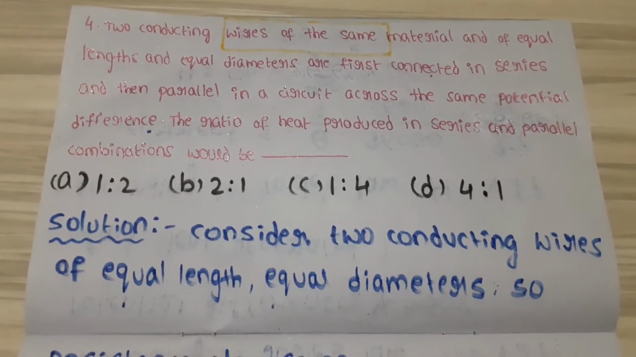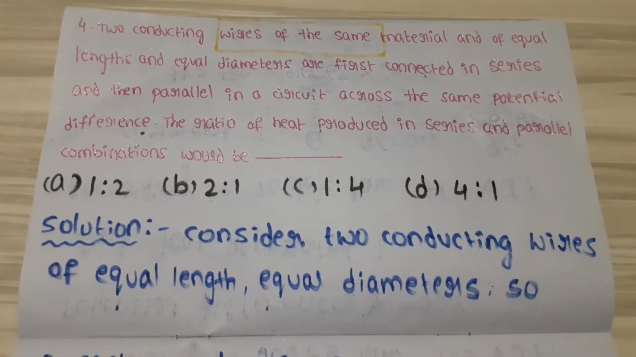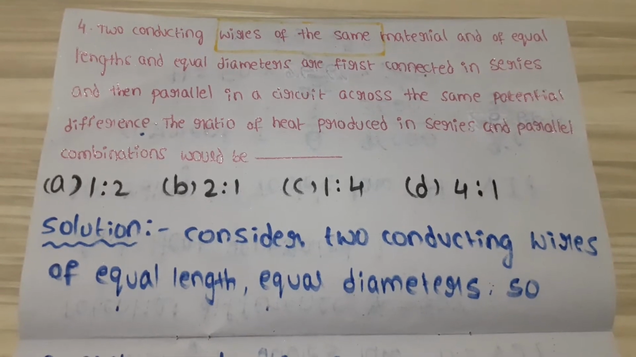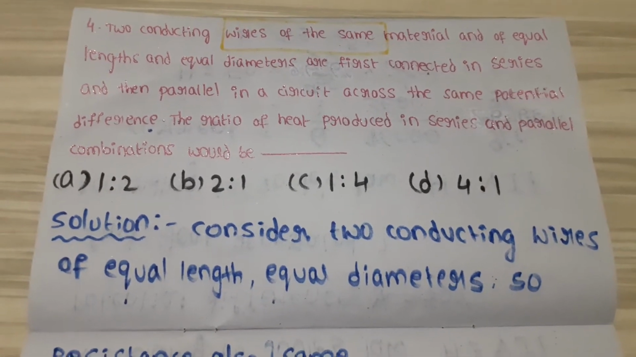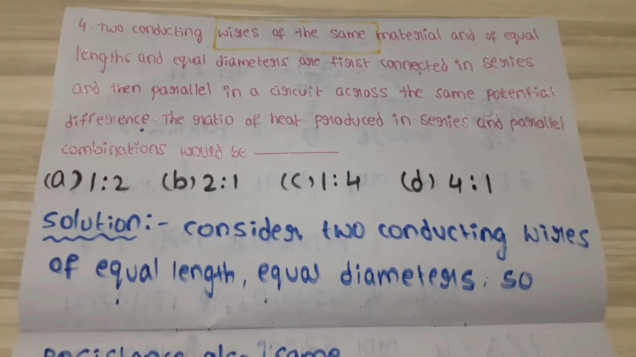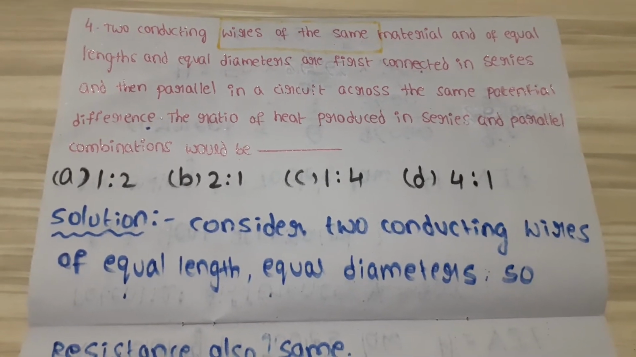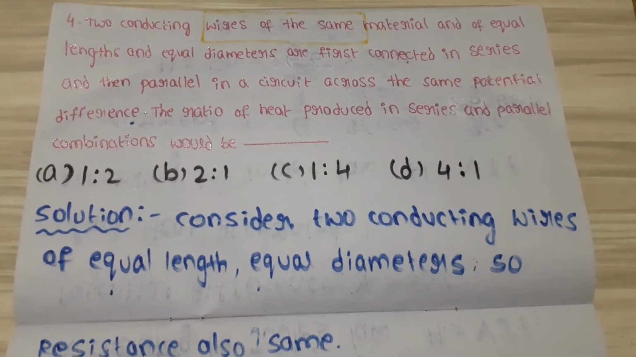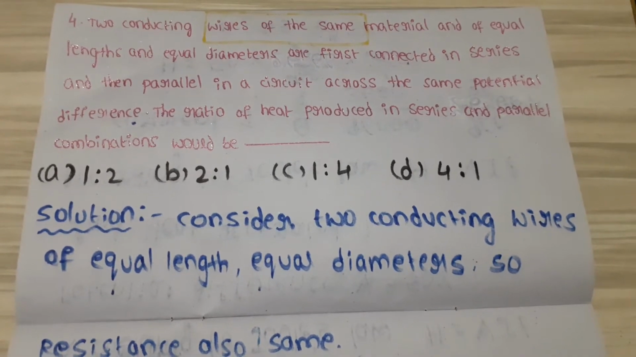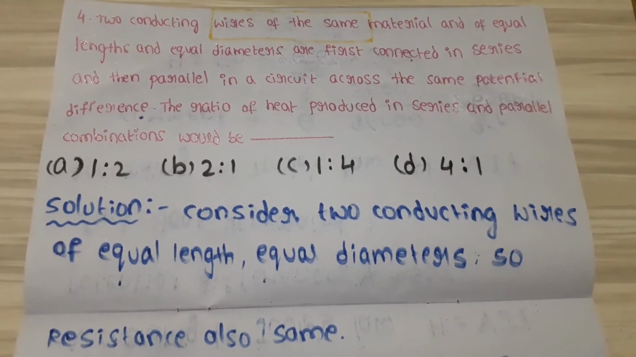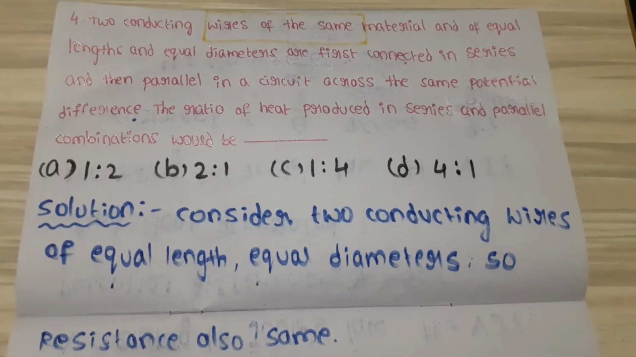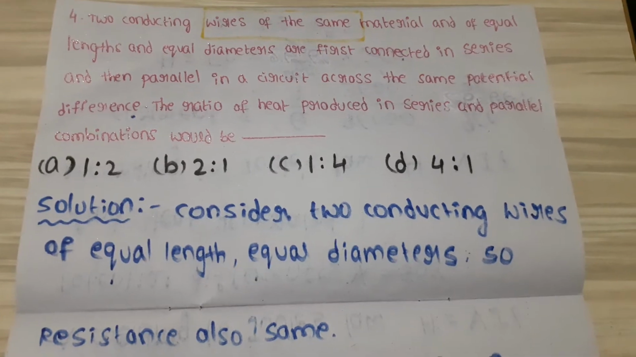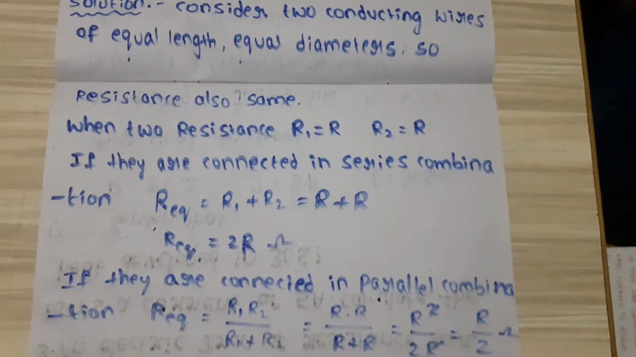Next question number 4. Two connecting wires of the same material and of equal length and equal diameter are first connected in series and then in parallel in a circuit across the same potential difference. The ratio of the heat produced in series and parallel combination would be. So in this question we have to find the ratio of heat produced in series and parallel combination in the circuit.